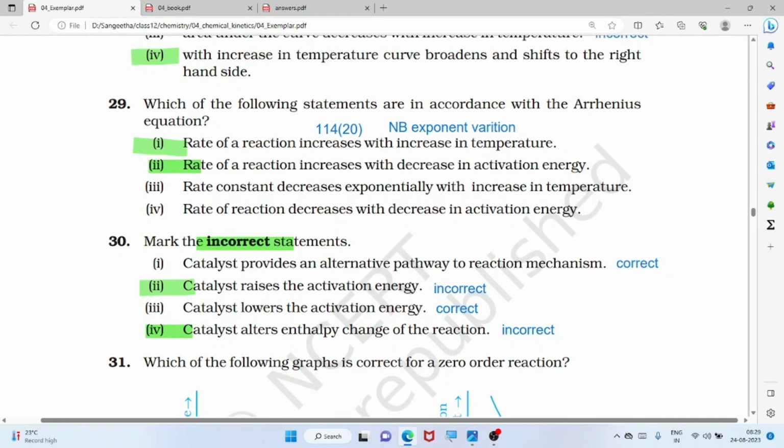Which of the following statements are in accordance with the Arrhenius equation? Rate of the reaction increases with increase in temperature. I already showed you, this is increase in temperature. It will increase because it is 1 by T, so the negative sign will decrease, and that means the rate of the reaction will increase. Rate increases with decrease in activation energy. This also I already told you.